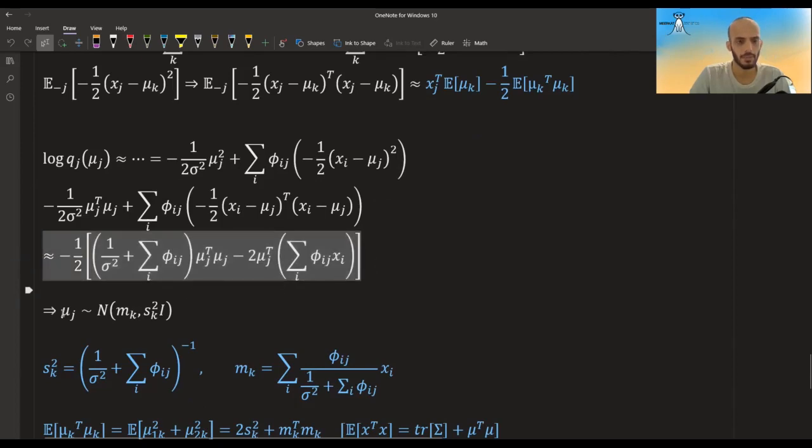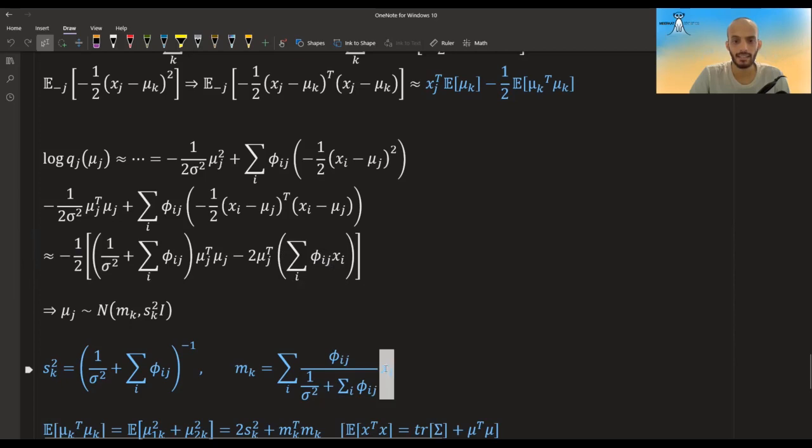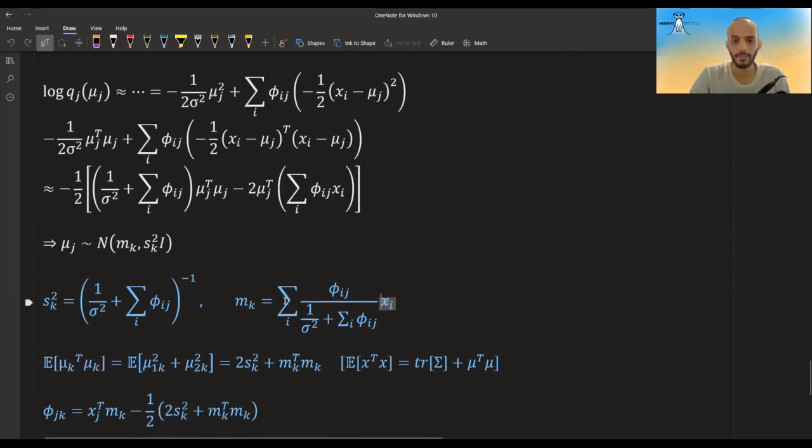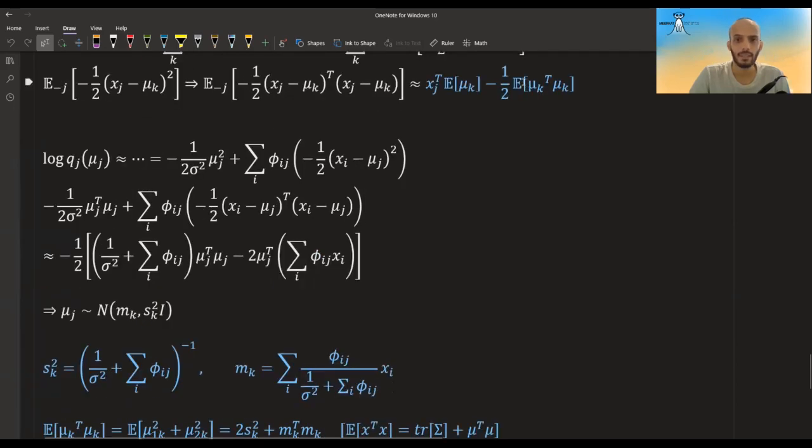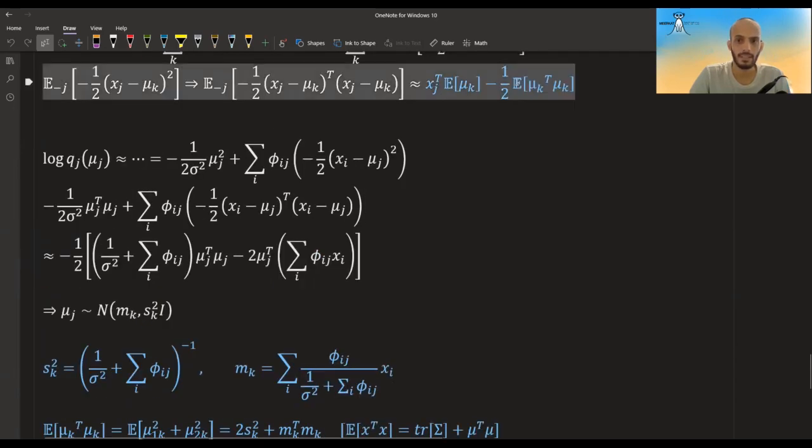And this means that mu_j under the surrogate approximation is distributed multivariate normal with the covariance s_k squared times the identity matrix, where s_k squared is 1 over this thing. And the mean is this, only now x_i is a vector, right? It's not a scalar value. So this is now the mean. Okay, and so the only thing left is to calculate this thing.